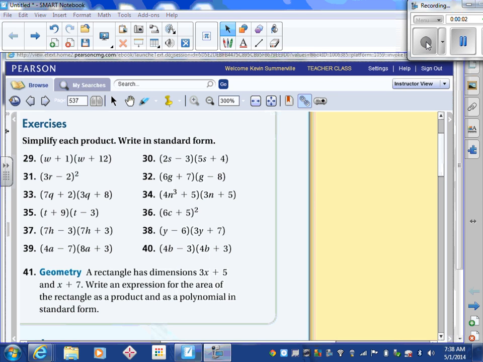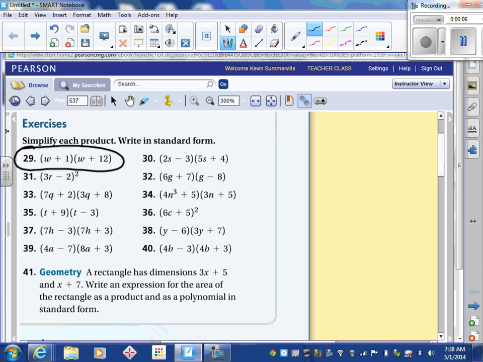Okay, let's take a look at the first question. 29. We have W plus 1 in parentheses, W plus 12 in the other parentheses. What did we learn this week? FOIL. Okay. We got the first, outer, inner, and last.